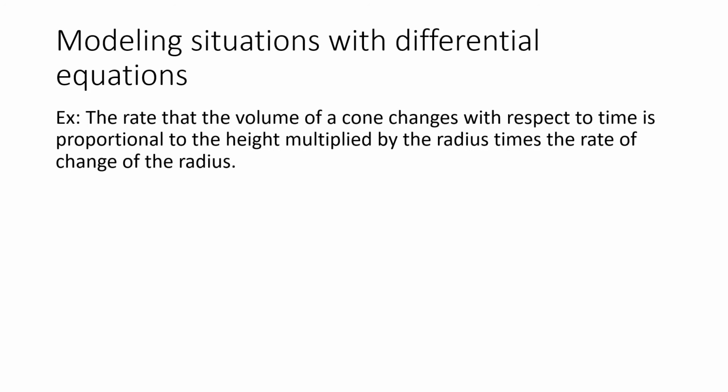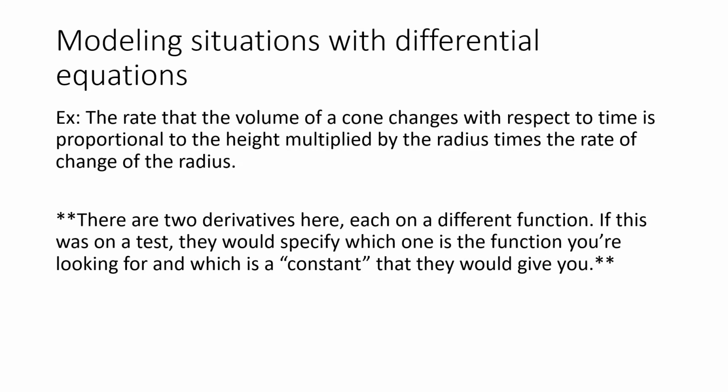Another example. The rate that the volume of a cone changes with respect to time is proportional to the height multiplied by the radius times the rate of change of the radius. In this situation, there are two derivatives, each on a different function, namely the volume of the cone and the radius. If this was on a test, they would specify which is the main function you're probably solving for and which is a quote-unquote constant. What I mean by constant is that they would give you what r of t is equal to explicitly, or they would tell you what the derivative is, etc.